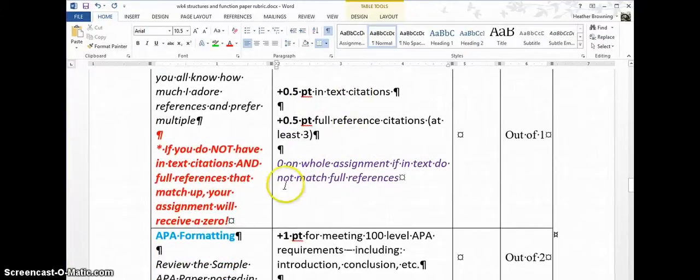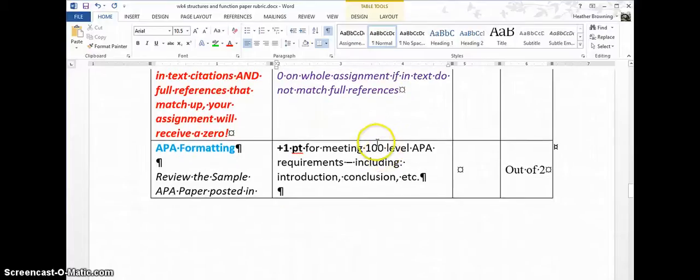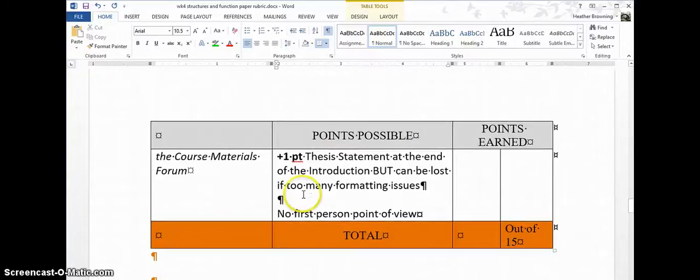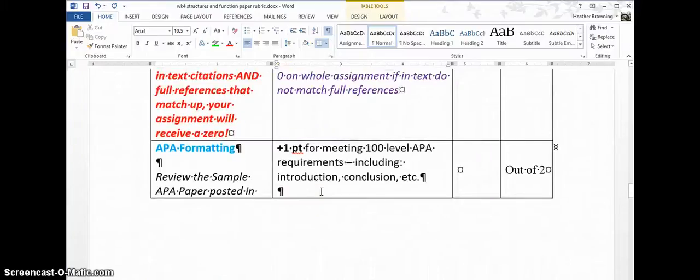So there are at least 3 references. Make sure they match. We do 100 level requirements, introduction, conclusion, and it's going to be a point for your thesis. So make sure you have it.